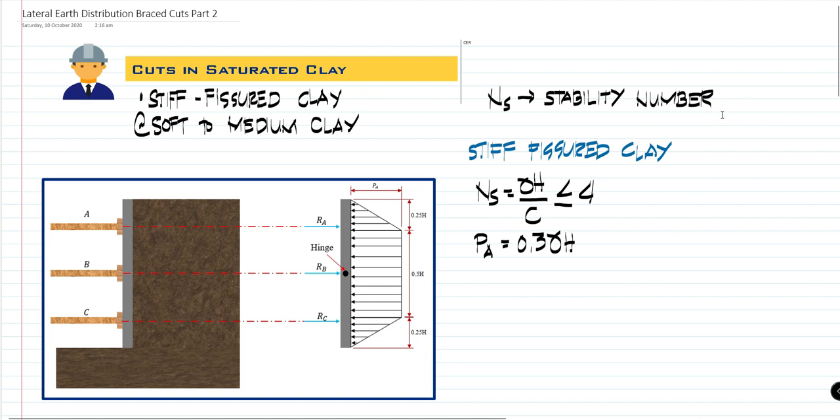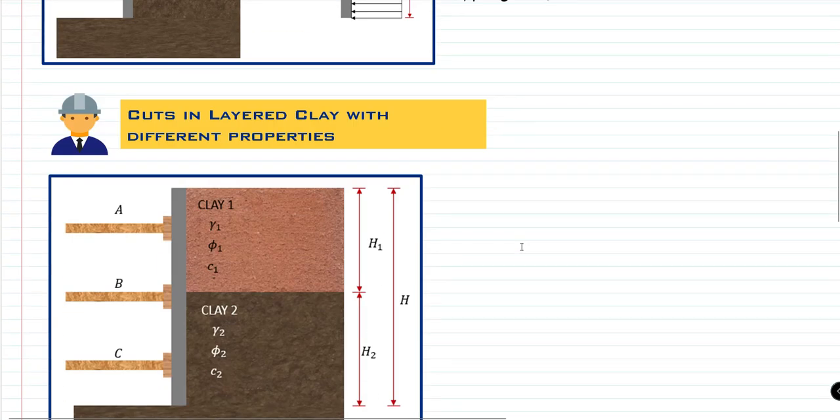May chances na that is a combination of two different types of clays, or may pagkakataon na stratified yung soil. Ibig sabihin, may part na sand, may part na clay. So, let's proceed dun sa pag yung cuts natin is layered clay na may magkaibang properties.